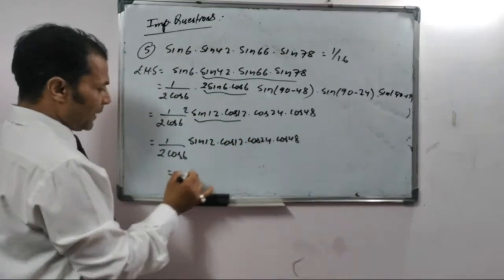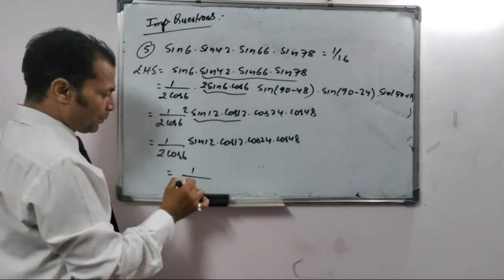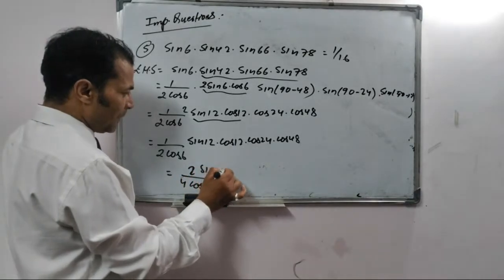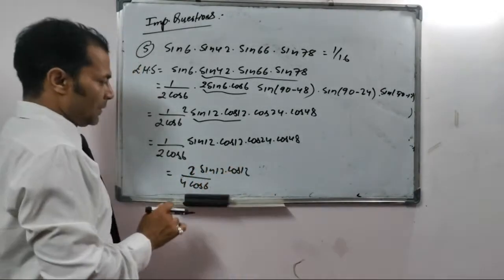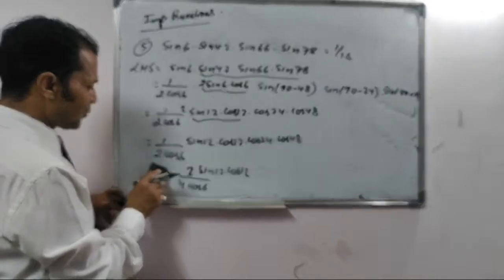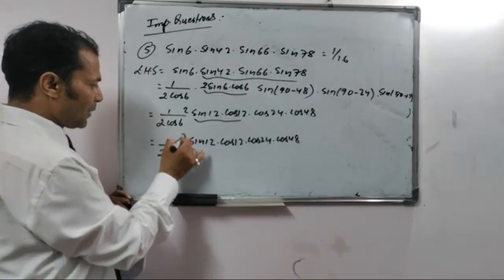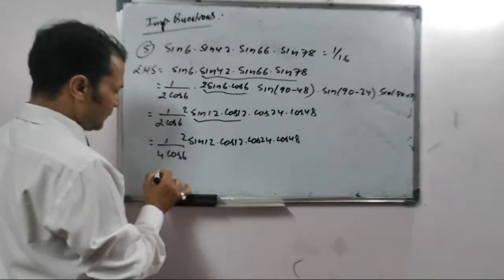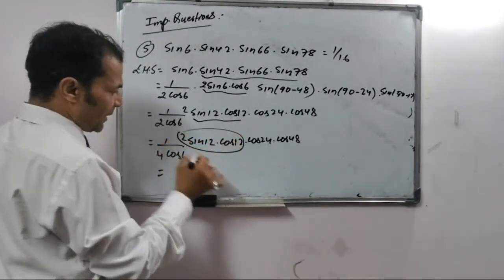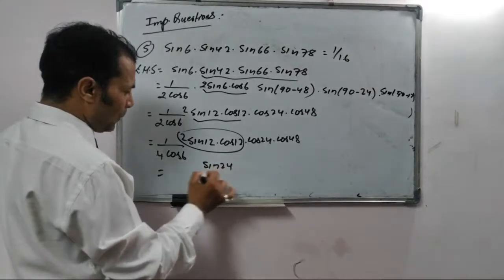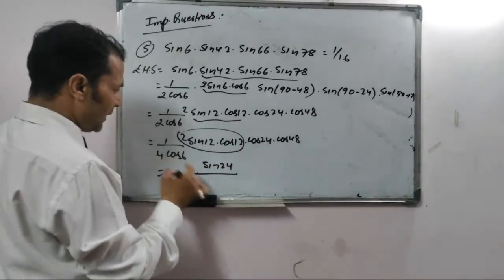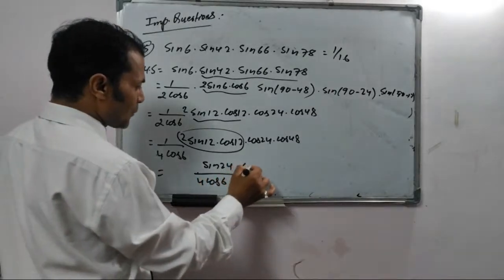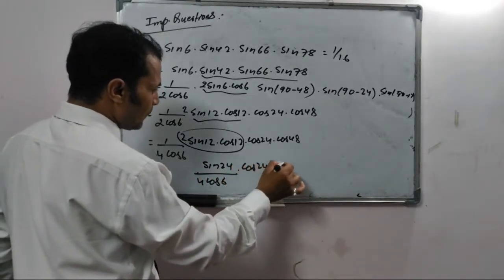Now look here. Now I'll do 1 by 4 cos 6, multiplying by 2 here for sin 12 into cos 12. I'll write one step directly, hope you will understand. Here I multiplied by 2, so here it becomes 4. Then what happens? 2 sin a cos a, that is sin 24 by, since I multiplied by 2 here it became 4, you know. 4 cos 6 into cos 24 into cos 48.